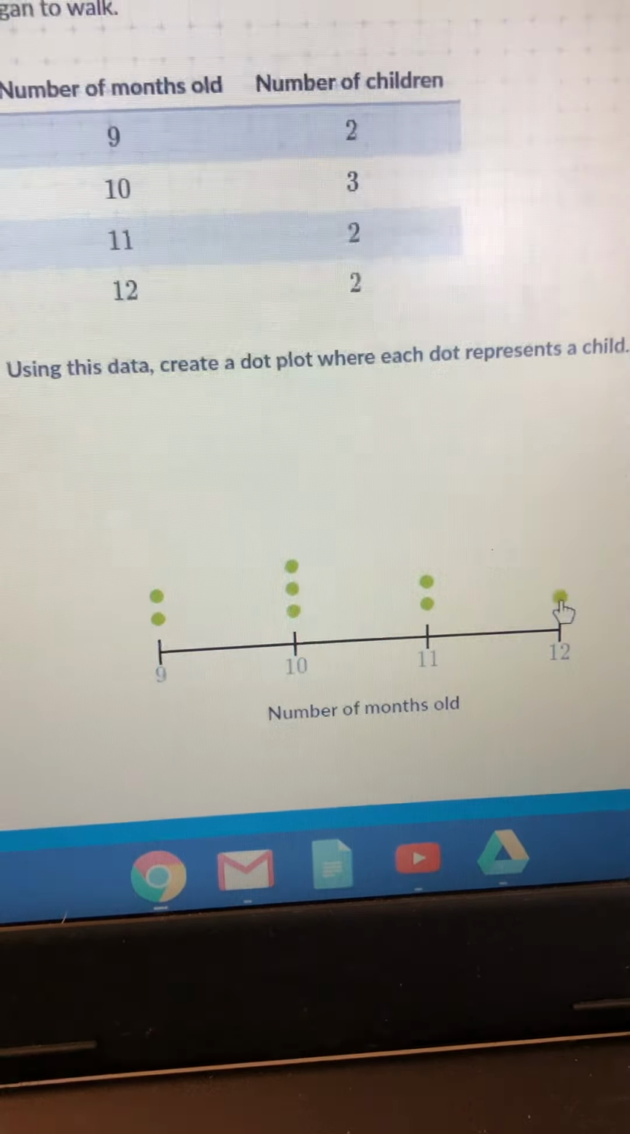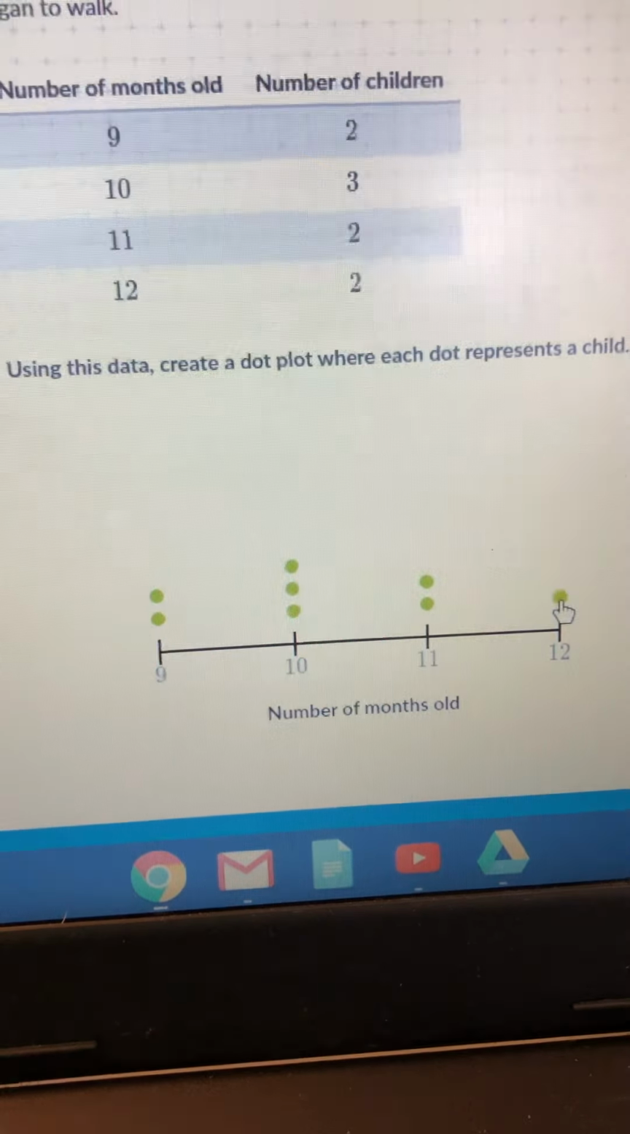All right, for this one, it says the following data points represent the number of jars of honey that Sandy the bear consumed each day this week, okay? So on one day, she consumed 1 jar of honey. On another day, she consumed 4 jars, all right? So this is 1, 2, 3, 4, 5, 6, 7 days. Using this data, create a dot plot where each dot represents a day.